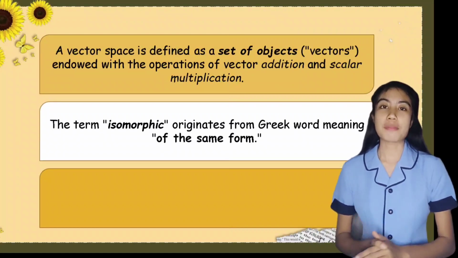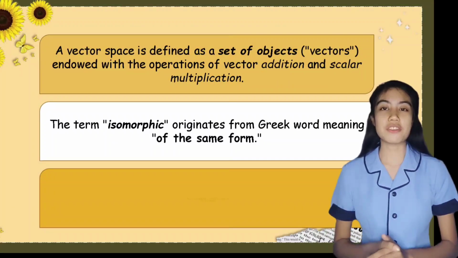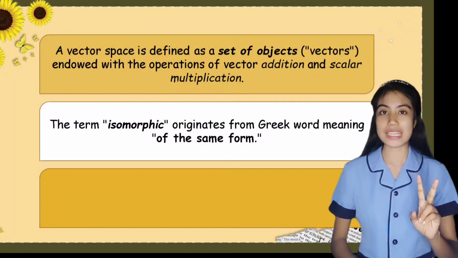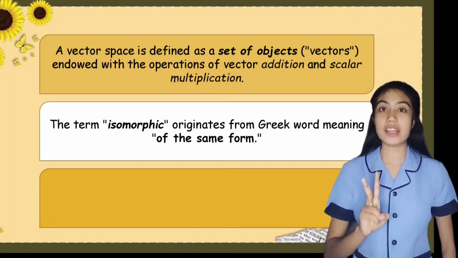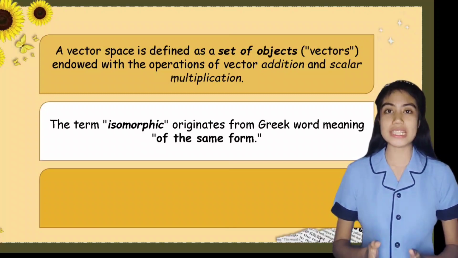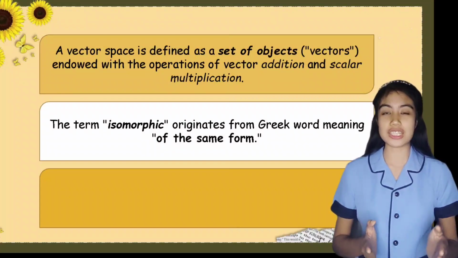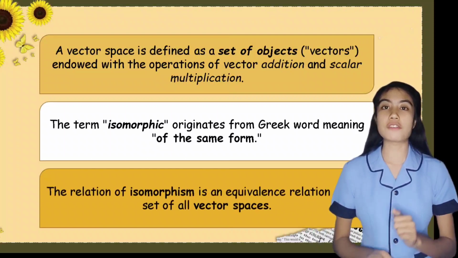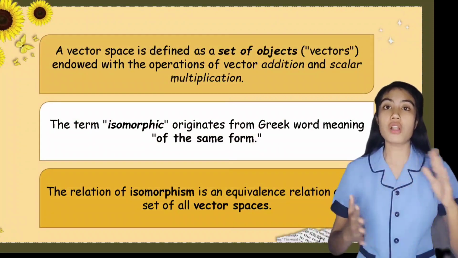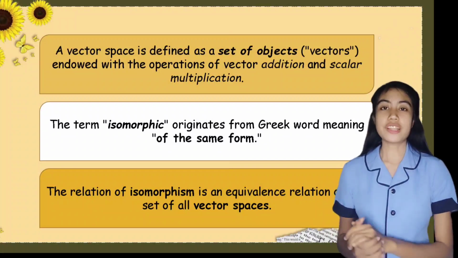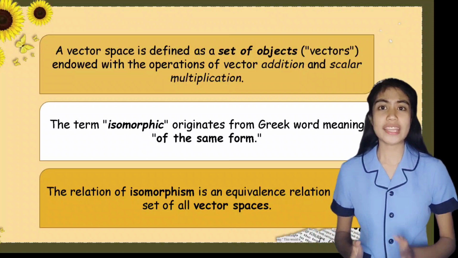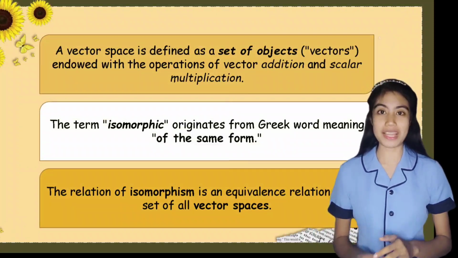In the context of vector spaces, isomorphism refers to a specific type of relationship between two vector spaces. When two vector spaces are isomorphic, it means that they have the same structural properties and can be considered essentially the same. So the relation of isomorphism is an equivalence relation on the set of all vector spaces. So the relationship where two vector spaces have the same structure and can be considered equivalent.